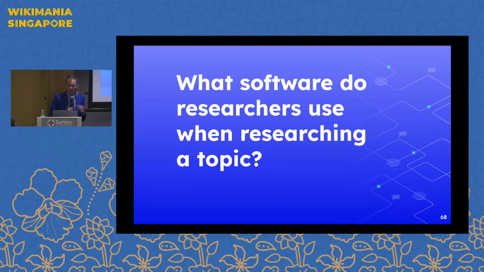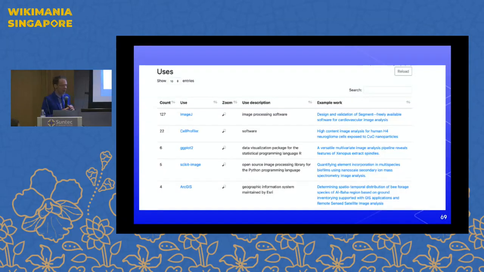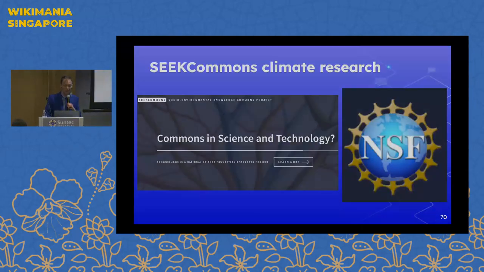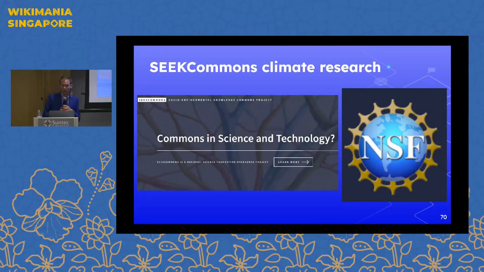What software do researchers use when researching a topic? You can put the name of a topic into Scholia and get a list of the software that shows up there. We've got incomplete data. I'm not saying it's the best data in the world, but it's getting much better every year. Things are moving very quickly. We're entering a different world. I've been talking about medicine. This kind of thing is also happening in other fields. For example, I'm a member of this project.